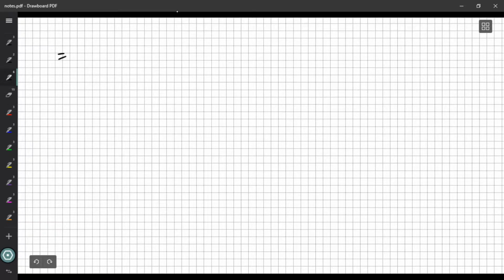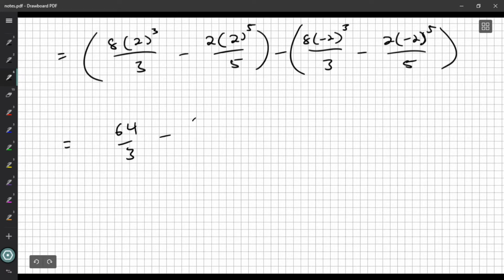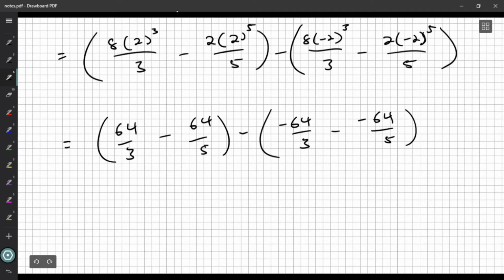All right, so plug in 2. So 8 times 2 cubed over 3, minus 2 times 2 to the 5 over 5. Minus, and then we just subtract, so negative 2. All right, so we'll have 64 over 3 minus 64 over 5, minus negative 64 over 3 minus negative 64 over 5.